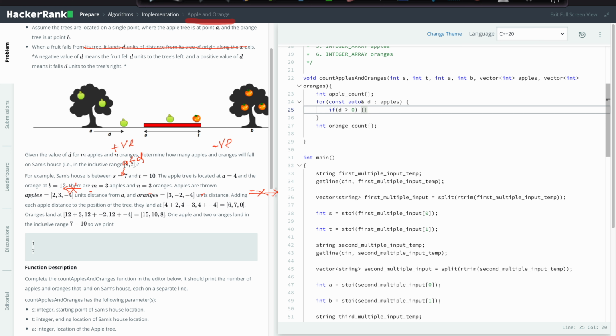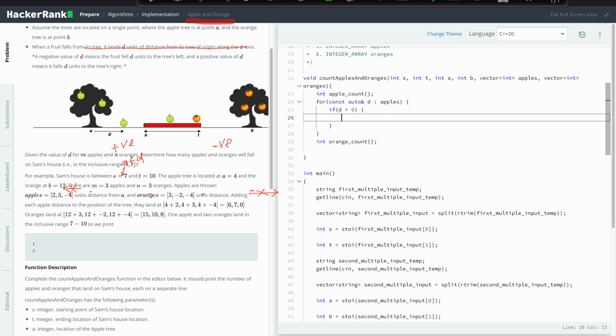Okay, negative values we are not considering. Now inside this we have to write some logic. Here we have to write some logic. So if the d value is greater than 0, after that how do we calculate whether it is falling in this range or not? It is very simple.